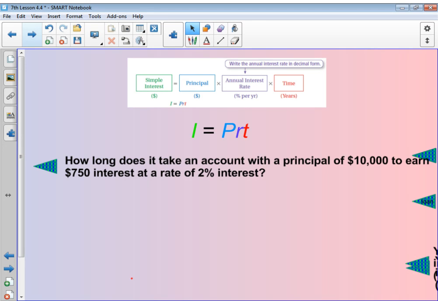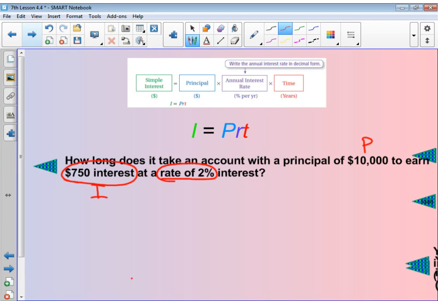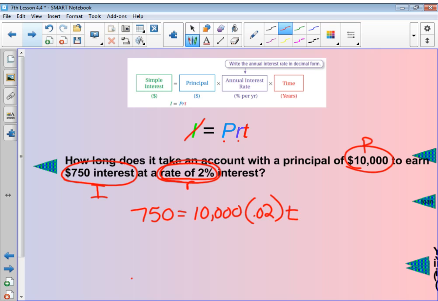How long does it take an account with a principal of $10,000, so there's our principal, to earn $750 interest, so there's our I, at a rate of 2%, so there's our R. So we're going to plug in the stuff that we know. Do we know the I? Yep, 750. Equals, do we know the P? Yes, it was 10,000. Do we know the R? Yep, that was 2%, so I'm going to write that as its decimal. And we need to figure out the time. Okay, so here's just working a story problem.